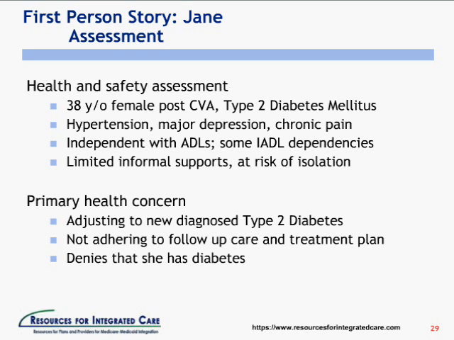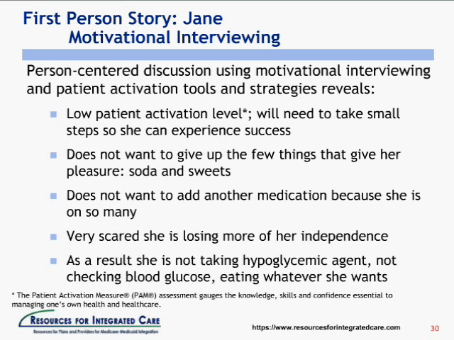So Jane is a 38-year-old woman who had a stroke several years ago. She has a history of high blood pressure, chronic pain, long-standing mental health issues related to depression. And her doctor recently told her that she now has a new diagnosis of type 2 diabetes. She was given a list of things she needed to start doing when she left her appointment, including monitoring blood glucose 4 times a day, major changes to her diet, and daily oral medication to control her blood glucose levels.